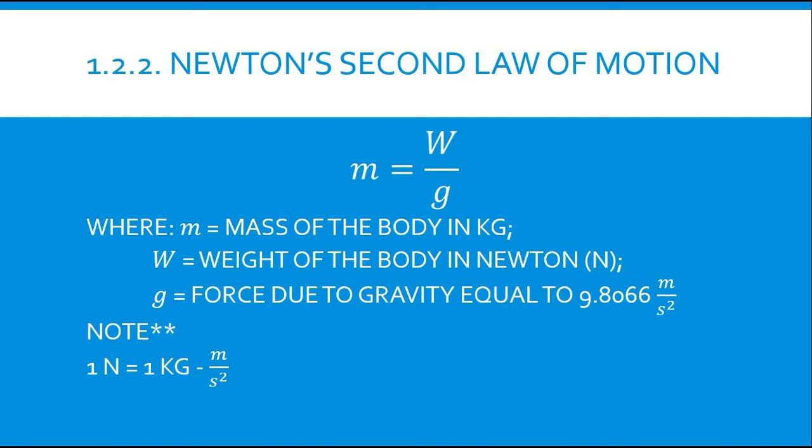This is another equation on how we can get the mass. m = W/g, where m is the mass of the body in kilograms, W is the weight of the body in Newtons, and g is the acceleration due to gravity, equal to 9.8066 meters per second squared. Take note that 1 Newton is equivalent to 1 kilogram meter per second squared.